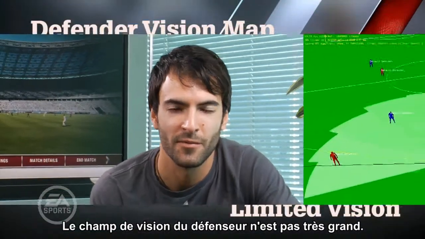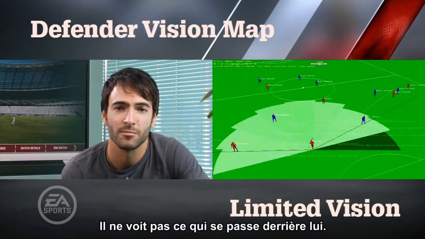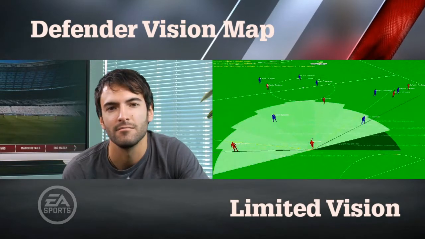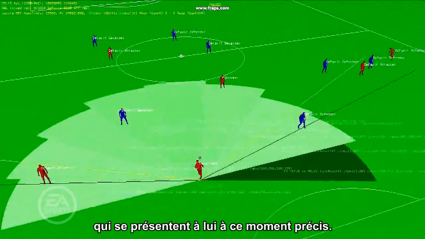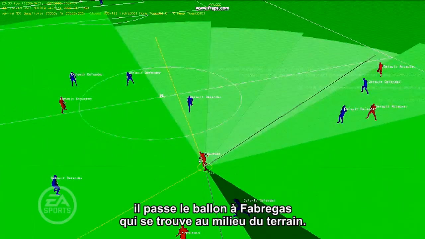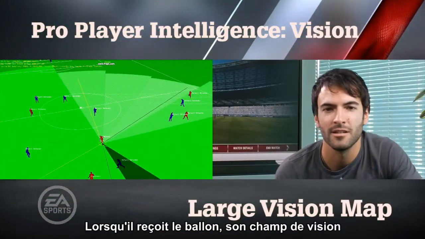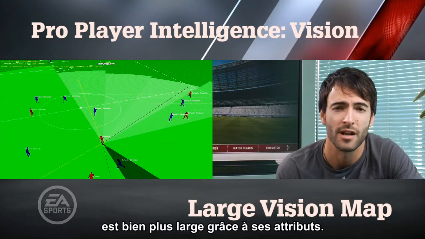You can see that the defender's vision map is not very big. He doesn't have a lot of vision behind him, and he doesn't see all the opportunities that are presented in a play at a given moment. But now, when we run the video and he passes the ball to Fabregas, who is around the middle of the field, as he gets it, you can see that his vision map is much, much larger, and this is because of his vision attribute.